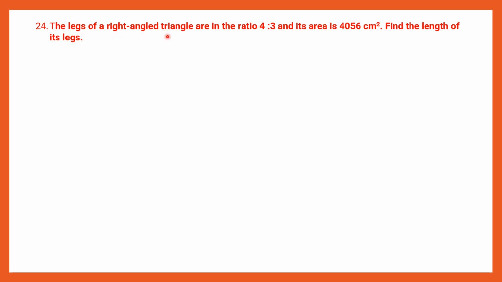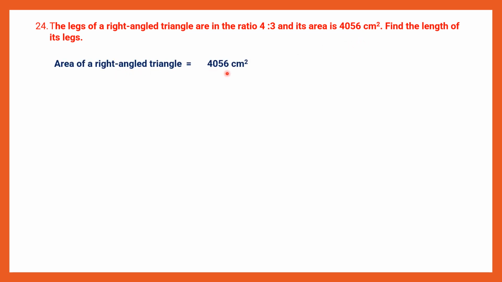Question 24. The legs of a right angle triangle are in the ratio 4:3 and its area is 4056 centimeters square. Find the length of its legs. Now you must read your question very carefully to see what kind of triangle the question is talking about, because there are many different types of triangles and the formula is different for each one. So here it is a right angled triangle, and the length of the legs are not given, but the ratio is given and the area is given. So with the help of that, we're going to find the length of its legs.